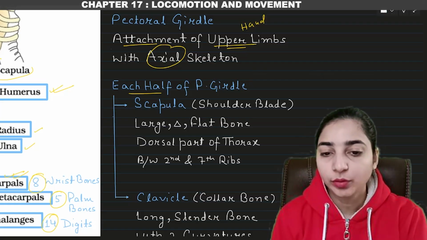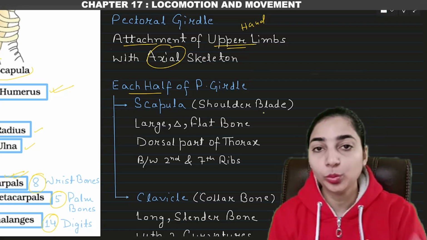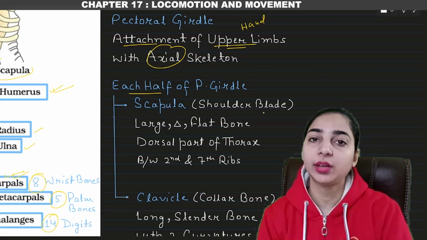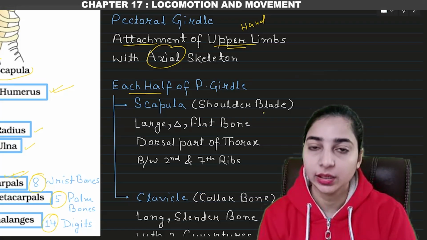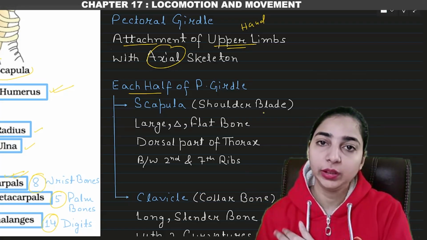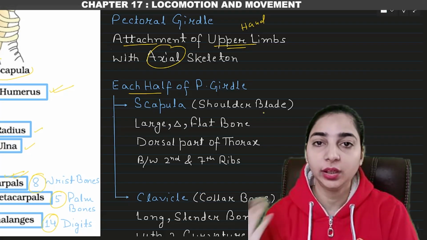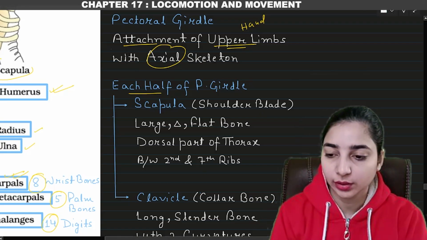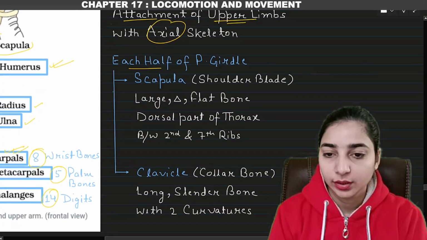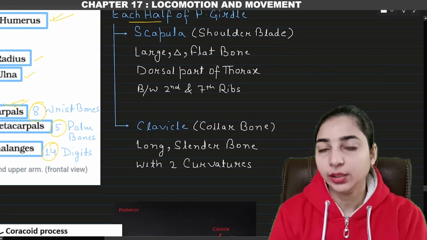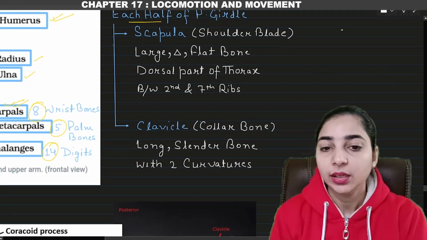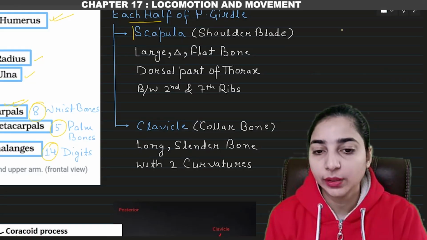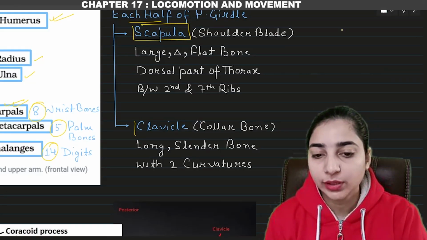Okay, each half of the pectoral girdle consists of two parts. Each half means one half on the right side and the other half on the left side. So the right hand is attached with one half of the pectoral girdle and the left hand is attached with the left half of the pectoral girdle. Okay, so each half of the pectoral girdle, that means you can consider any one side, there are two parts. First one is scapula and the second one is clavicle.